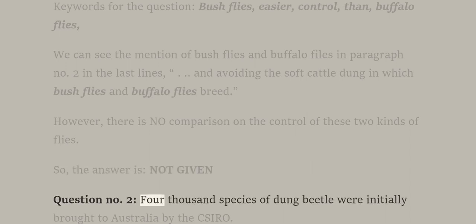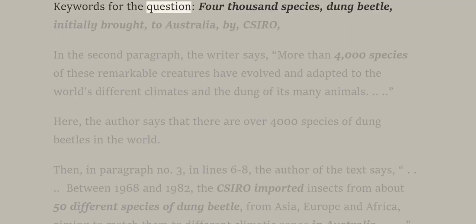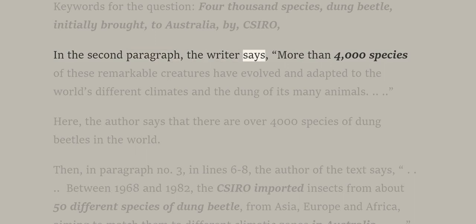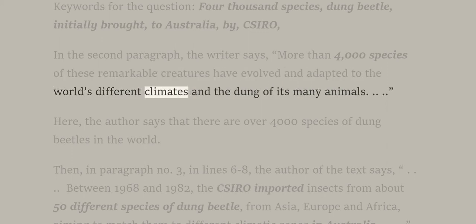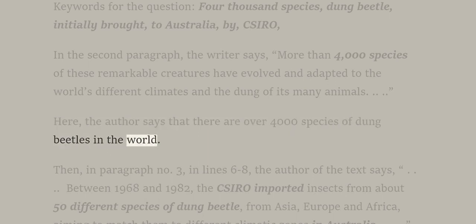Question number 2. 4,000 species of dung beetle were initially brought to Australia by the Xero. Keywords for the question, 4,000 species, dung beetle, initially brought to Australia by Xero. In the second paragraph, the writer says, more than 4,000 species of these remarkable creatures have evolved and adapted to the world's different climates and the dung of its many animals. Here, the author says that there are over 4,000 species of dung beetles in the world.